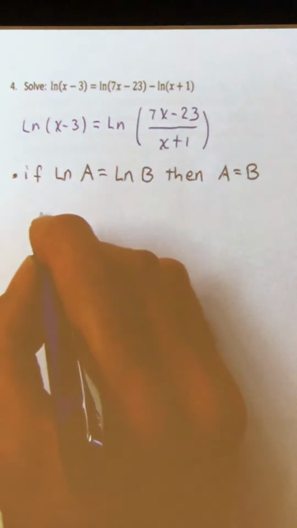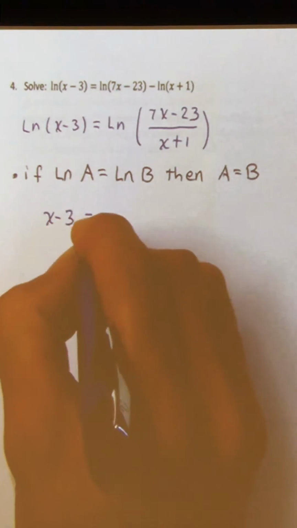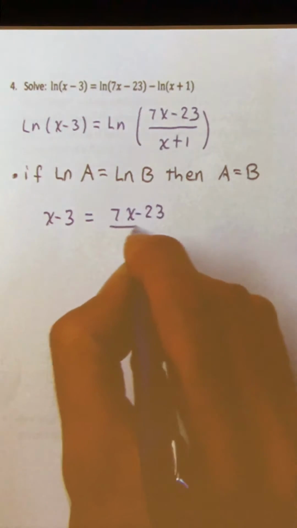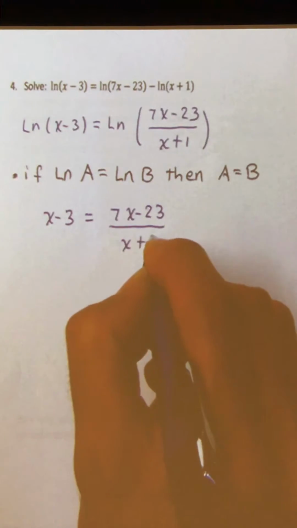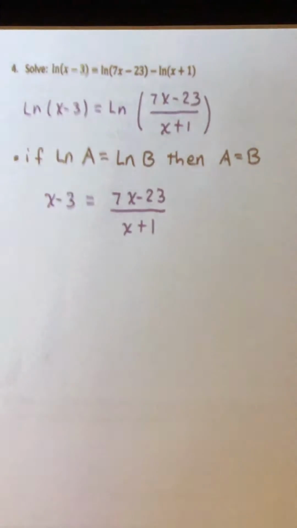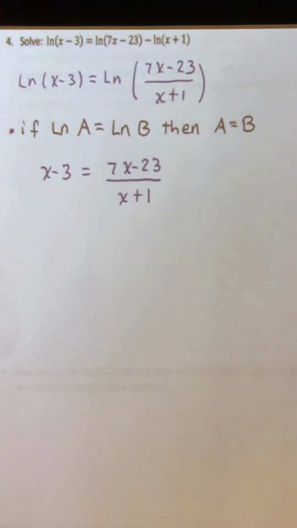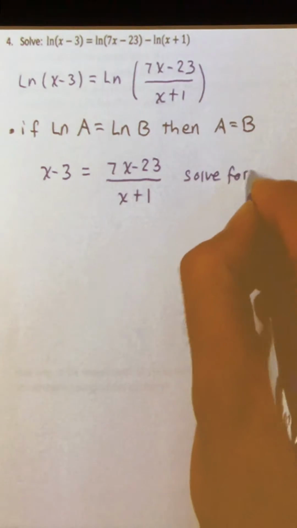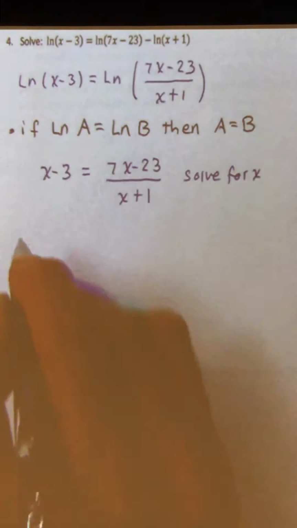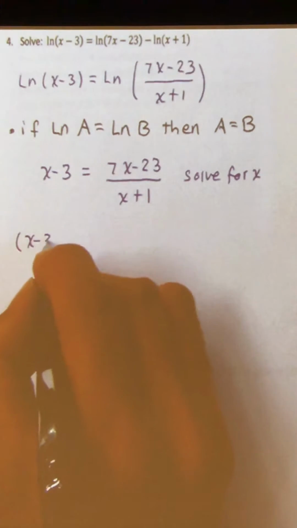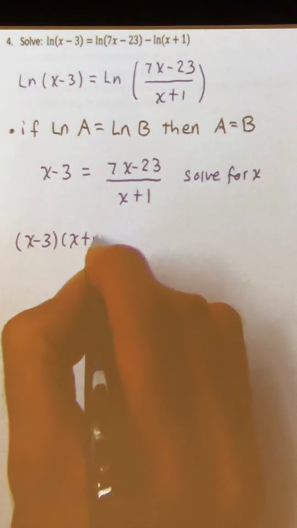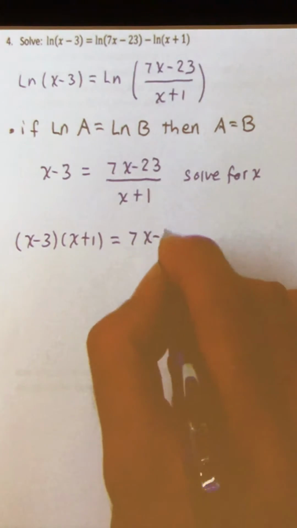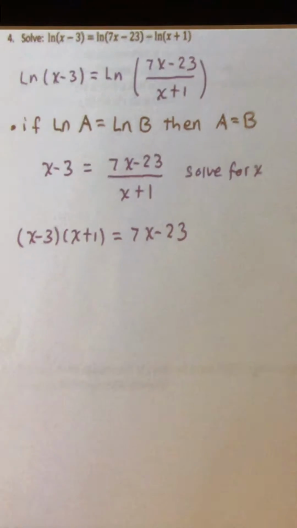So we can now conclude that x minus 3 must be equal to 7x minus 23, all divided by x plus 1. Now we have an algebra problem. We have to solve for x. We'll multiply both sides by x plus 1, x minus 3 times x plus 1. And this quotient times x plus 1 just yields the numerator, 7x minus 23.